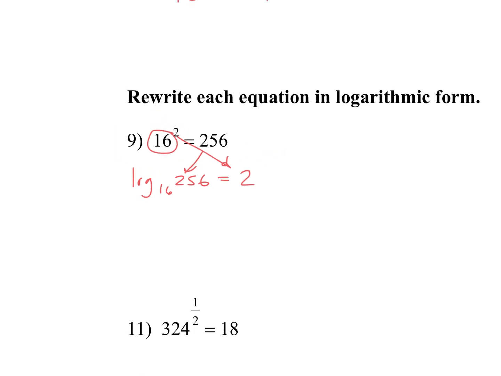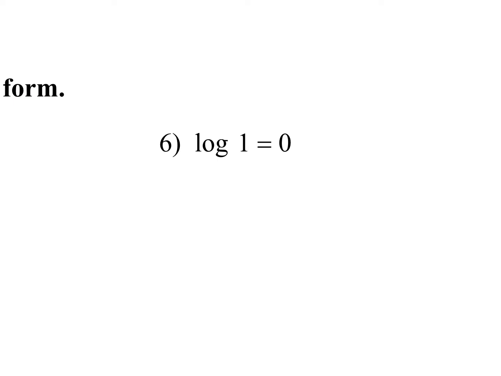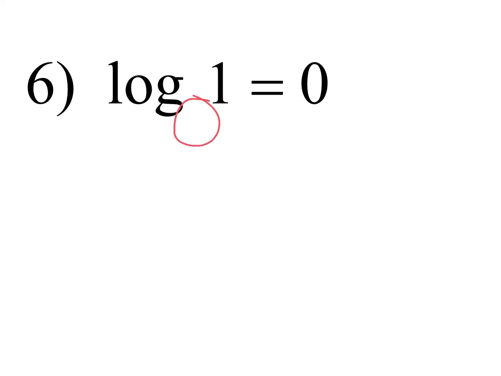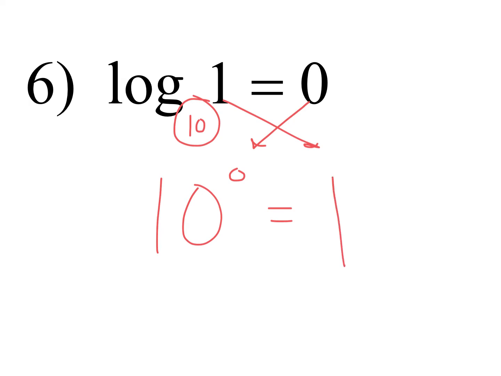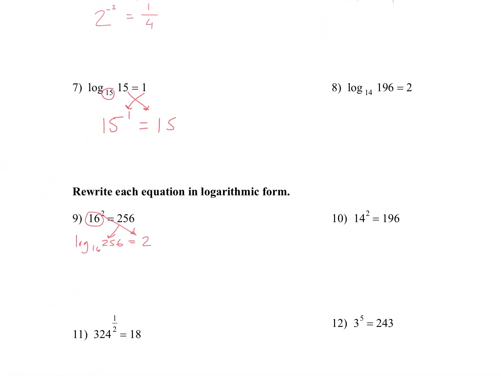All right, let's go back to number 6. Well, this is a good one. What's our base when it's not written here? 10. So what's our base that we start with? 10. And then what's our exponent? So remember, we switch these 2. So 10 to the power of 0, and what's that equal to? 1. This was good. So remember, when your base is not written, it's implied that it's a base of 10. That was number 6. Let's go back to 11.